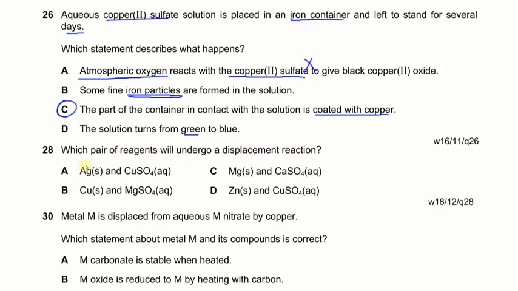Which pair of reactants will undergo a displacement reaction? So we must have a more reactive metal reacting with the less reactive one. That is wrong because silver is less reactive. Copper is less reactive than magnesium, not possible. Magnesium is less reactive than calcium, not possible. Zinc is more reactive than copper, that is fine.